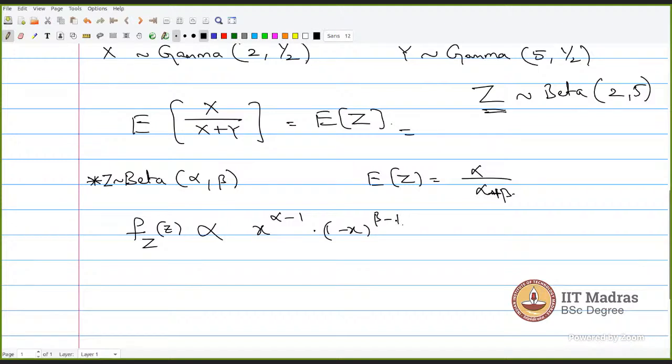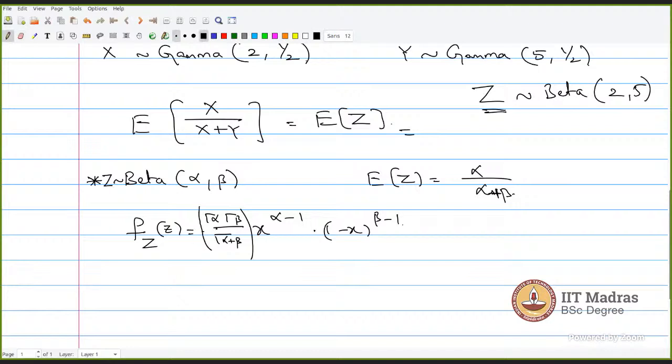For this you need the exact value of f_Z. I will give you the exact value now. So it will be related to gamma. The PDF will be gamma alpha gamma beta by gamma alpha plus beta. So this is the first part when we are calculating the expected value.